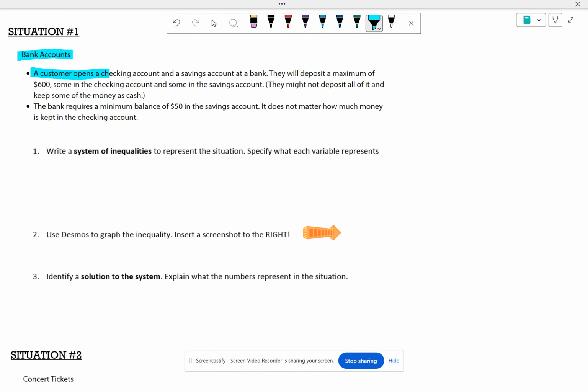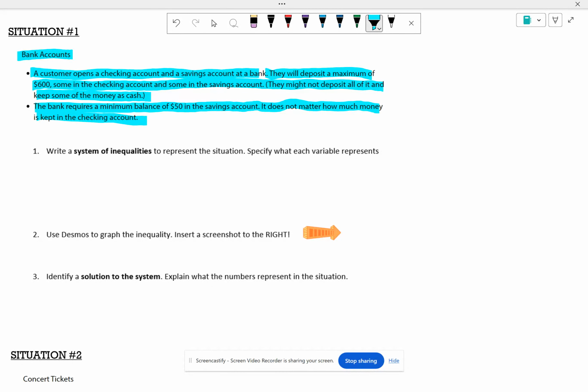A customer opens a checking account and a savings account at a bank. They will deposit a maximum of $600, some into checking and some into savings. They might not deposit all of it and keep some money as cash. The bank also requires a minimum balance of $50 in the savings account. It doesn't matter how much money is kept in the checking account. Write a system of inequalities to represent the situations. Specify what each variable represents.